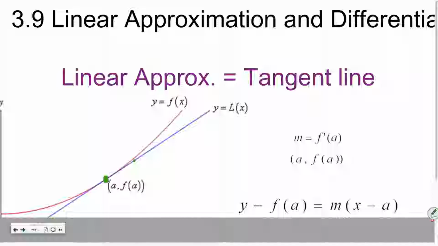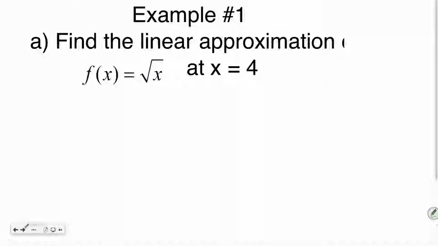Did you have a question, Colby? Okay. So find the linear approximation of the square root of x at x equals 4. We're going to start very basic. When you see the words linear approximation, that means tangent line. And for a tangent line, we need a point and we need slope. In calculus, our slope is going to come from the derivative. So first of all, let's start easy.